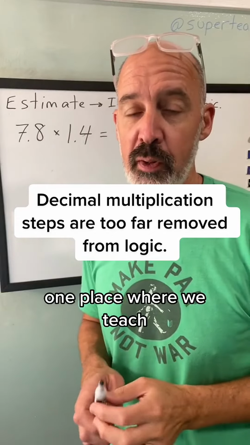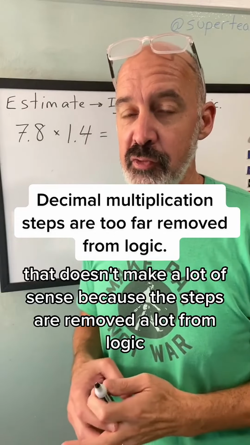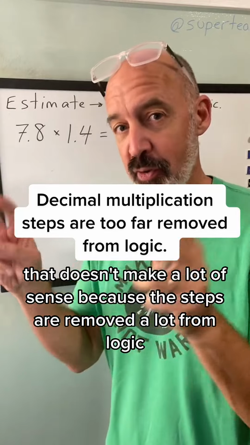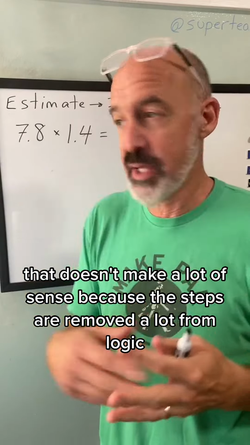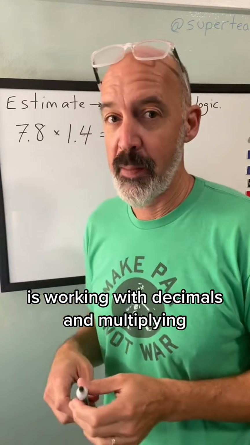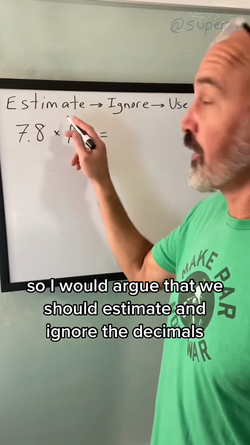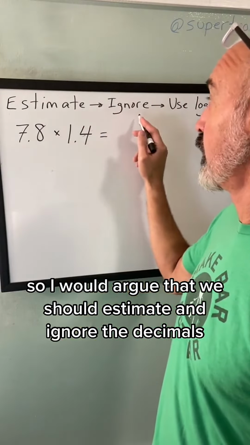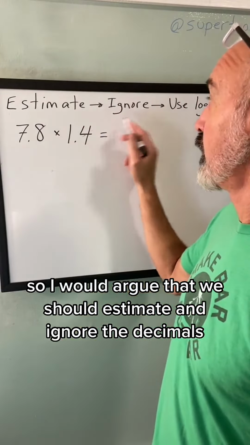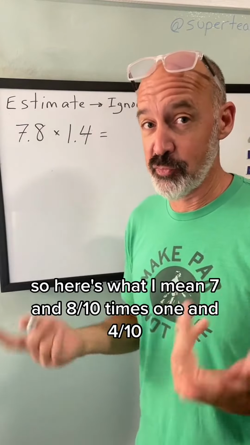One place where we teach that doesn't make a lot of sense, because the steps are removed a lot from logic, is working with decimals and multiplying. So I would argue that we should estimate and ignore the decimals and use logic to think about what the answer should be at the end. So here's what I mean.